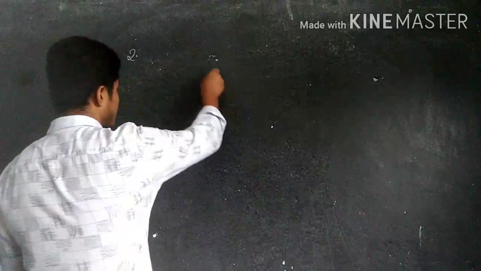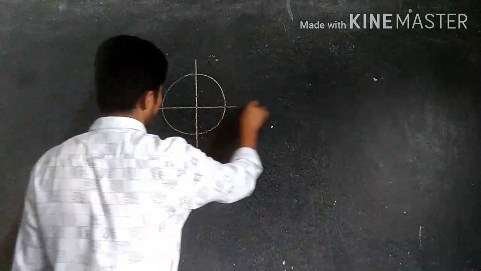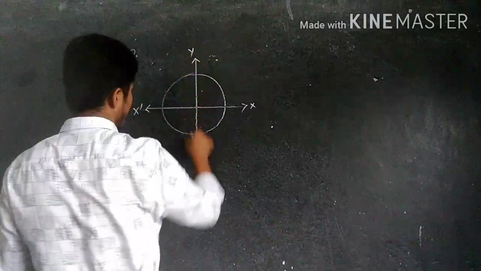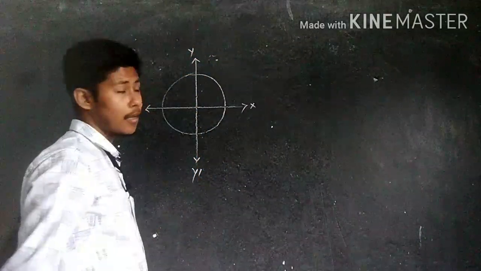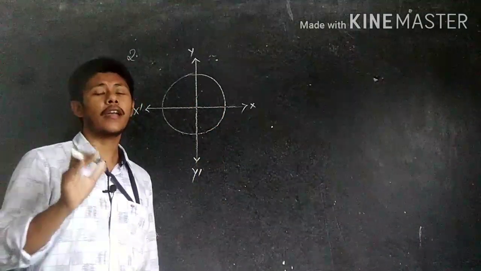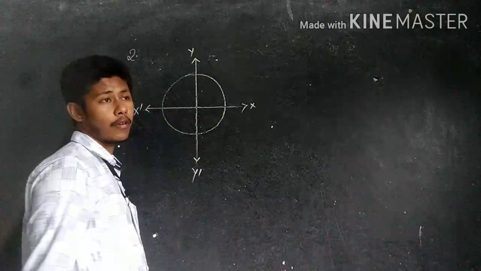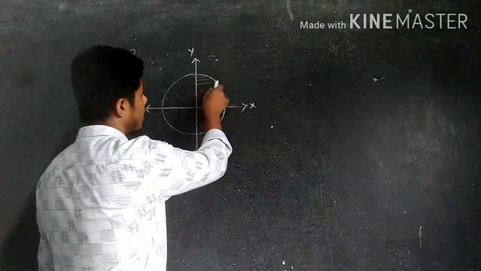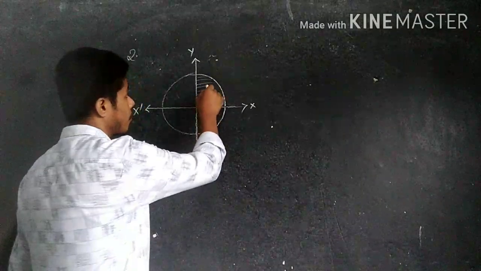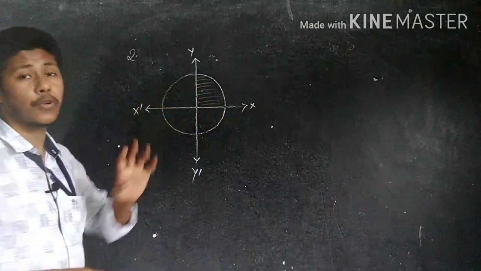Suppose this is the circle, and here these are the axes: this is the x axis and this is the y axis. Now these four parts are the quadrants. So we have to find out the area of a quadrant. That means any one part of this circle, suppose we choose this part. So only one part, we have to find out the area of this portion. Is it clear?